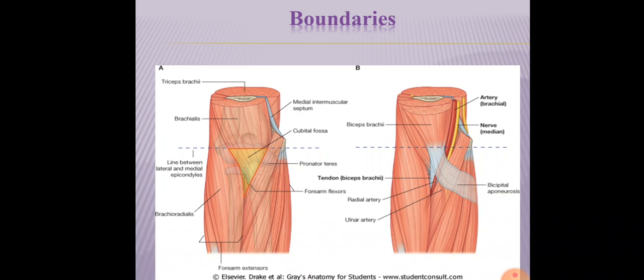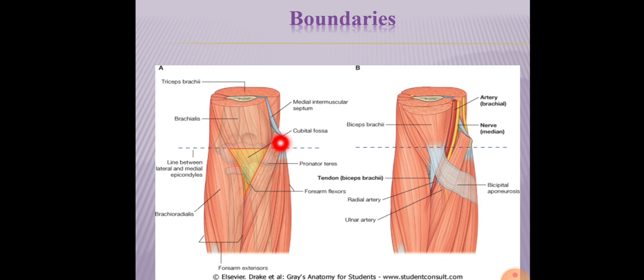We have a fossa in front of the elbow known as the cubital fossa. This cubital fossa is a triangular space in front of the elbow. It has a base formed by an imaginary line that joins the medial and lateral epicondyles together. It has an apex formed by the two muscles, pronator teres and brachioradialis.